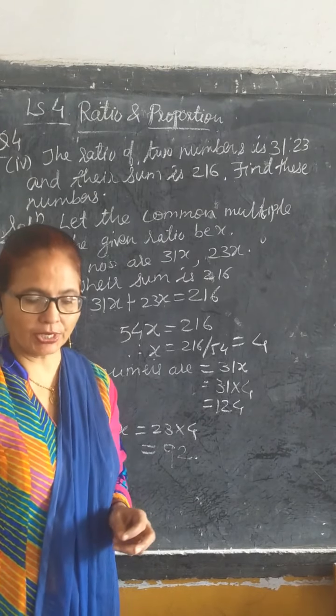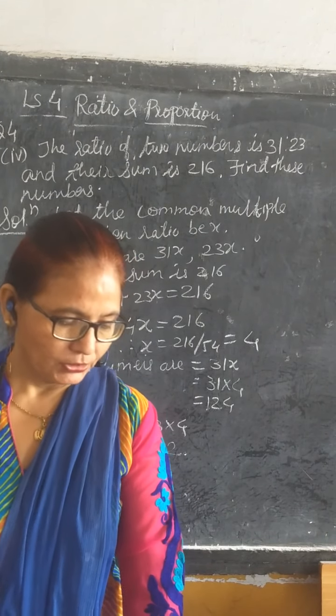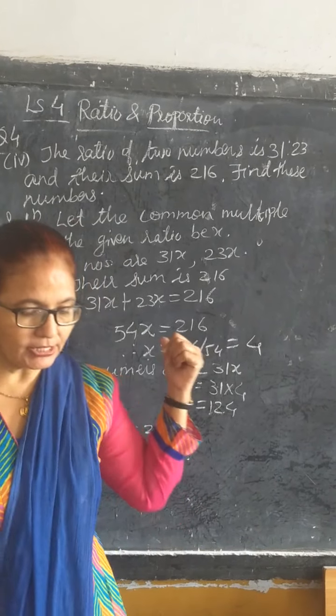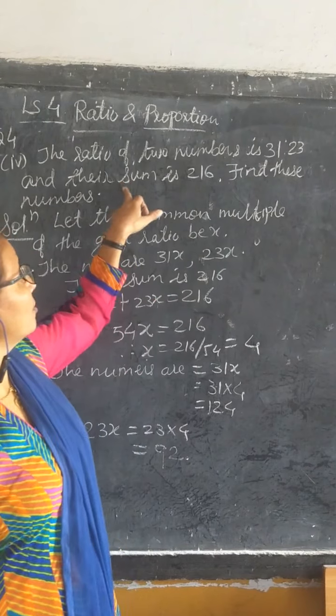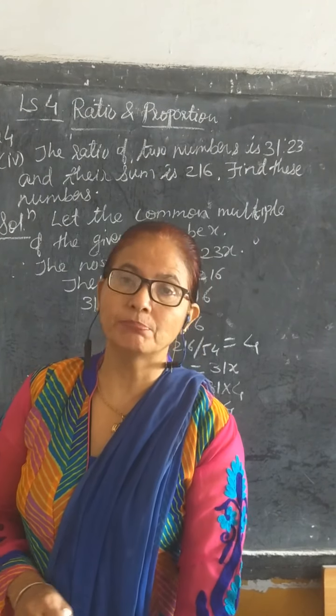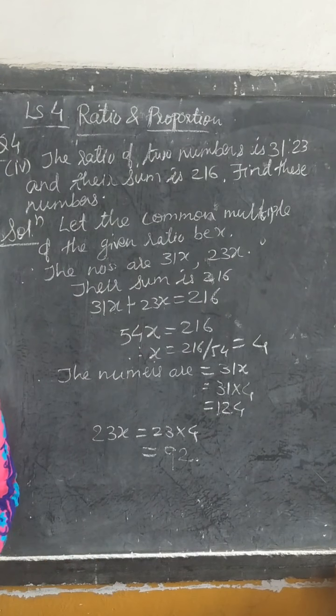Okay. Now children, let's see the fifth example. What is the change there in the fifth example? Here in this sum, the sum of two numbers was given, and here the product of two numbers is given. So let's do that one also.